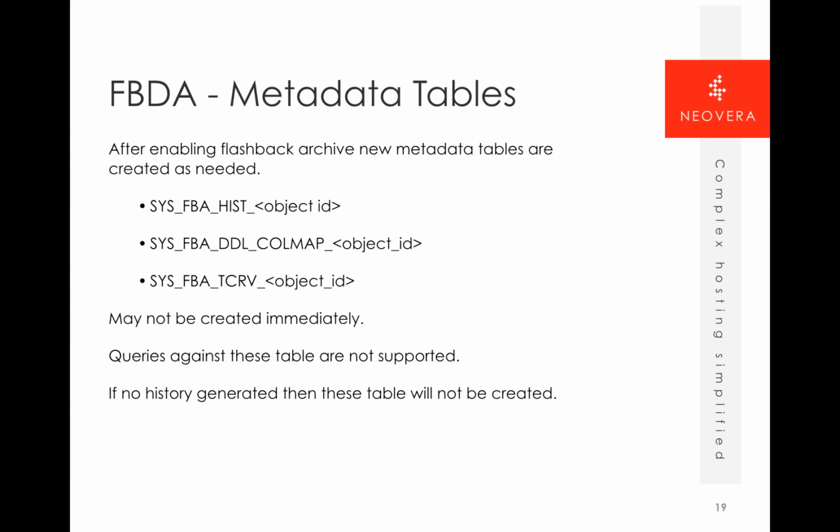So once you alter a table and flashback archive and you give it the name, when you do that, there's three metadata tables that are created as part of the history, being able to keep track of this history. There's a SYS_FBA_HIST_ and object ID. So the base table, in my demonstrations all throughout the slides, I use table PATIENT. That PATIENT's actual object ID in DBA_OBJECTS is what goes on as the suffix to all these metadata tables. So you'll have a HIST one, you'll have a DDL column mapping, you'll have a TCRV, which is the transaction table.